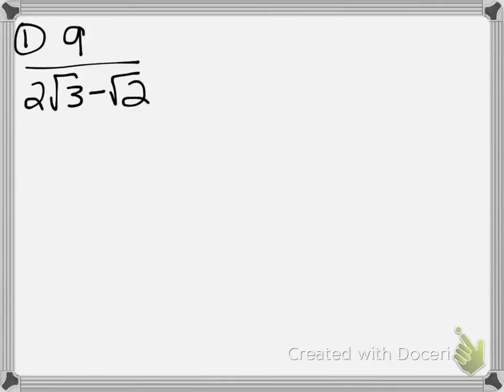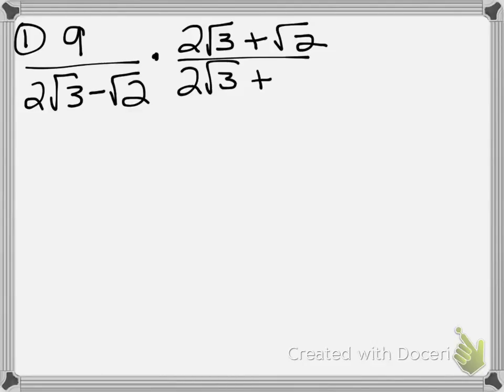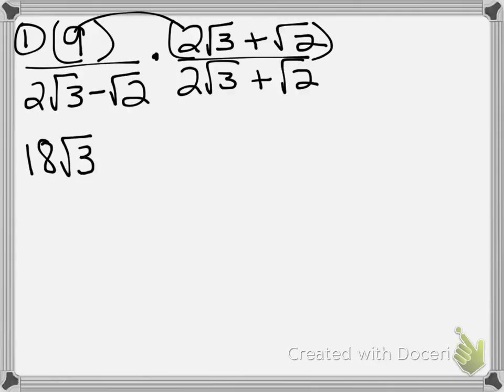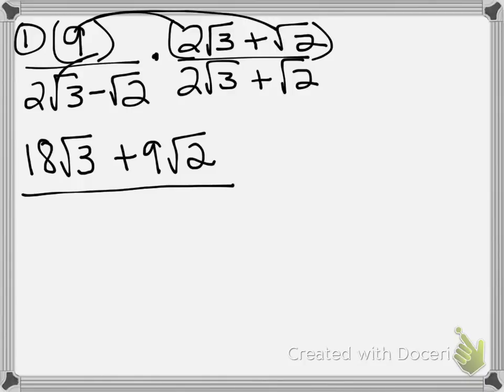So I need to utilize the conjugate of 2 square root of 3 plus square root of 2. And then I'm going to distribute. So 9 times 2 square root of 3 will give me an 18 square root of 3. And then 9 times square root of 2 will give me a 9 square root of 2. Okay? Then in my denominator, I'm going to do 2 square root of 3 times 2 square root of 3.